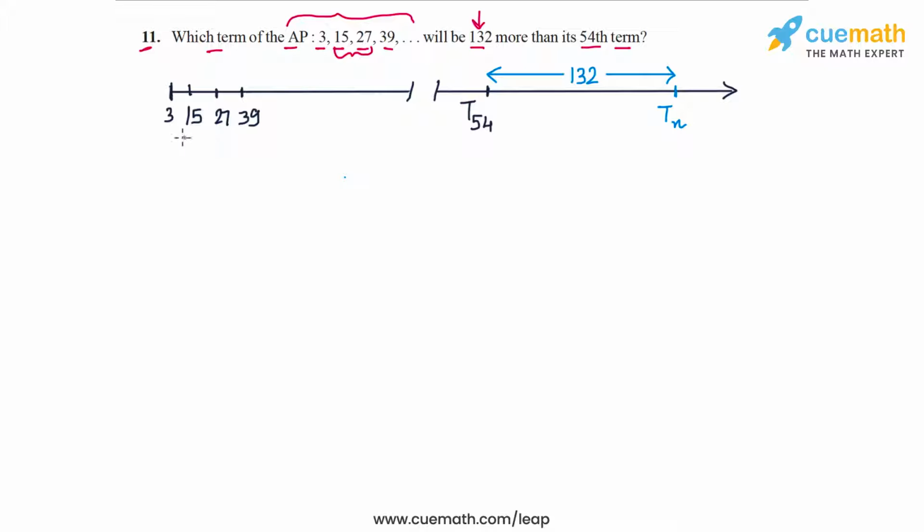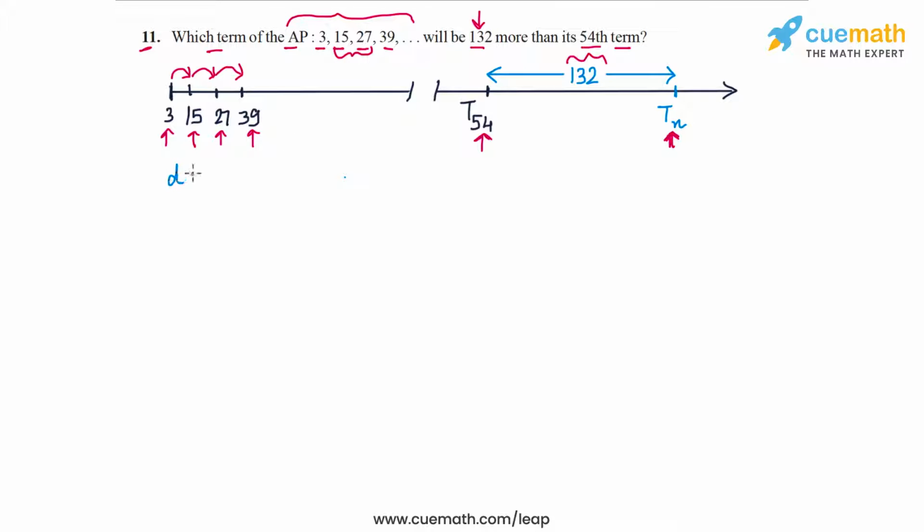So look at this number line kind of representation for the arithmetic progression. So we see the first term, second term, third term, fourth term, and so on. And here's the 54th term of the AP, and we need to find out that term which is 132 more than the 54th term. In other words, we need to find out the index of this term. So we need to find out n. Now we spoke about the common difference of this AP being equal to 12 because the difference between any pair of successive terms is 12.